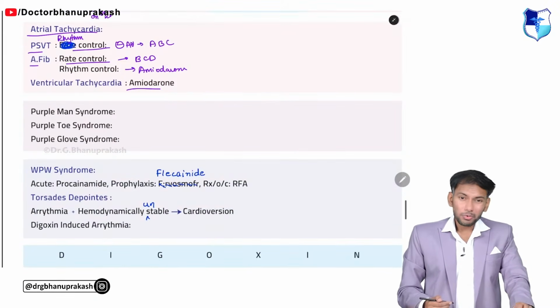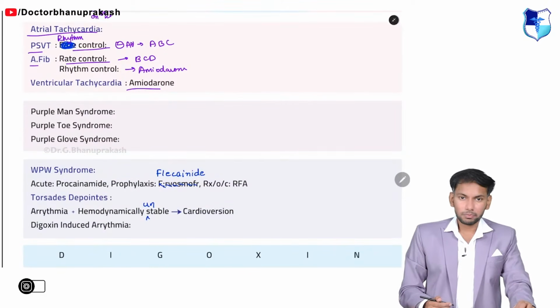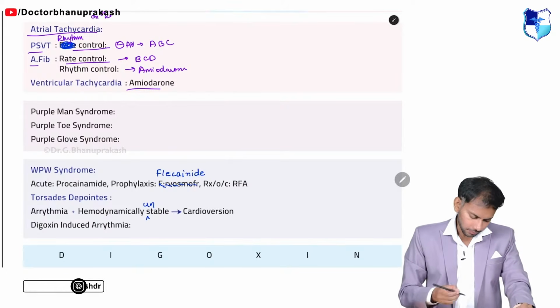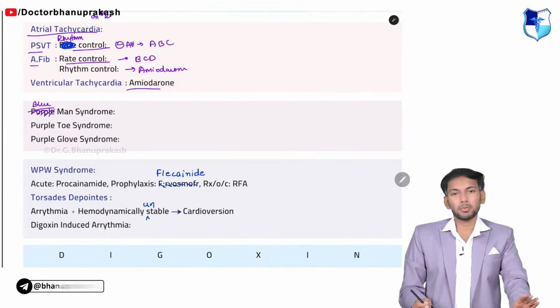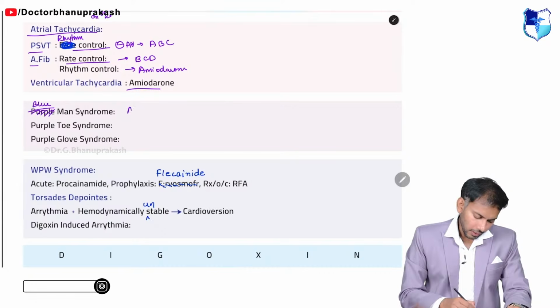Okay. Now, if you see here, purple man syndrome. Yes, purple man syndrome or blue man syndrome, I would call it. Purple or blue. Yes, I would prefer blue. Blue man syndrome is caused by amiodarone.